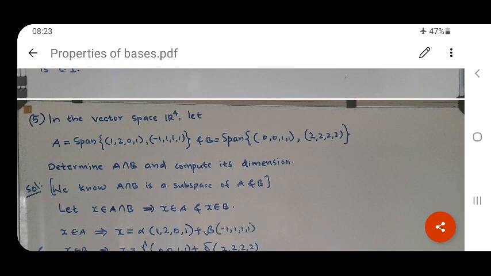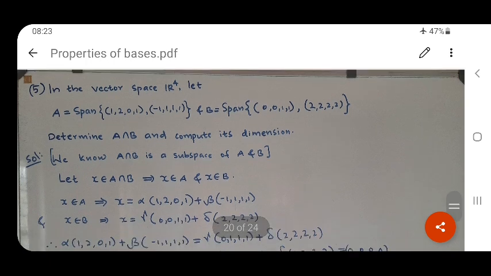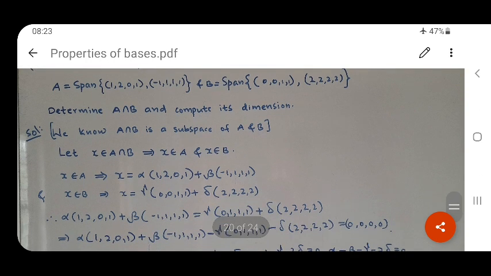Now, the fifth problem is, in the vector space R4, we have two subspaces A and B. A is equal to the span of 1, 2, 0, 1 and minus 1, 1, 1, 1, and B is equal to the span of 0, 0, 1, 1 and 2, 2, 2, 2. Determine A intersection B and compute its dimension. We already know that the intersection of two subspaces is a subspace. Therefore, A intersection B is a subspace and dimension makes sense. So let us consider a vector in A intersection B, say X. Then it is both in A and B, and both A and B are spans of two vectors.